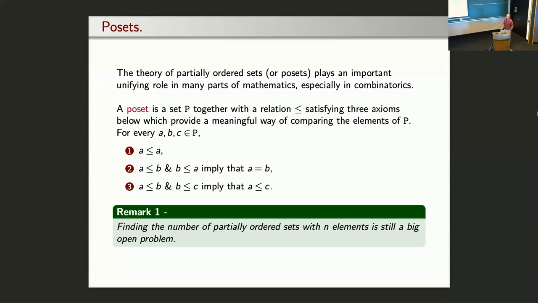It's a funny thing. This is a simple mathematical object. However, it's surprising, and it still amazes me, that the number of partially ordered sets with n elements is still a big open problem in combinatorics. The answer is not known.